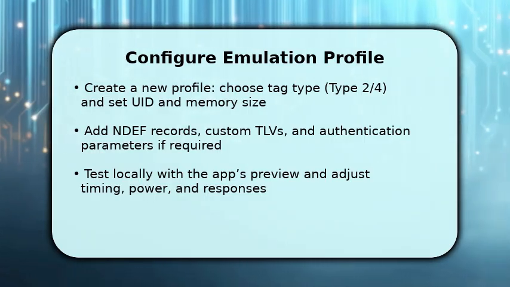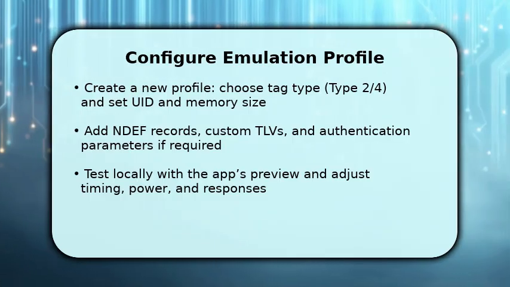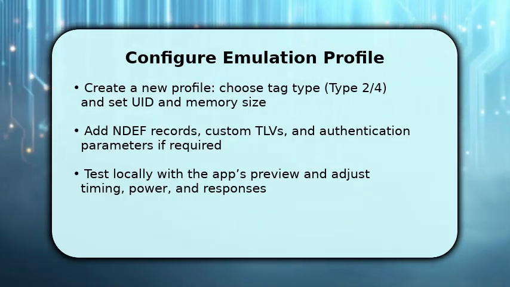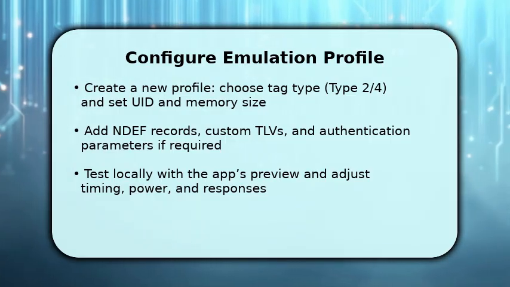You now build the emulation profile that the reader expects, and this is where detail matters. First, pick the correct tag type, Type 2 versus Type 4, and enter the exact UID and memory layout. Then add NDEF records and any custom TLVs or lock bytes. You want the payload to mimic a real tag.